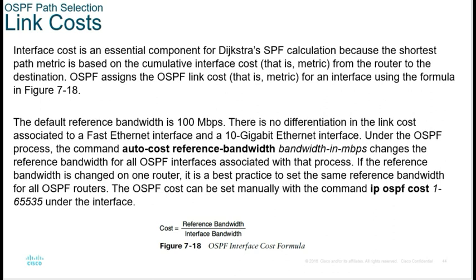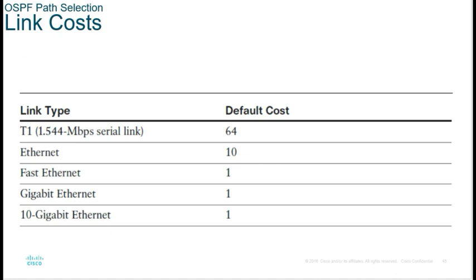So in this case, when we have networks such as Fast Ethernet compared to Gigabit Ethernet, the cost will be the same. Because using this calculation, we get a value for Gigabit Ethernet of less than 1. Since the cost value must be an integer, the router rounds the value 0.01 up to 1. Going back to Fast Ethernet, its cost will also be 1. So this is an example of the default cost using the default reference bandwidth. We can see that Fast Ethernet, Gigabit Ethernet and also 10 Gigabit Ethernet will all get the value 1.